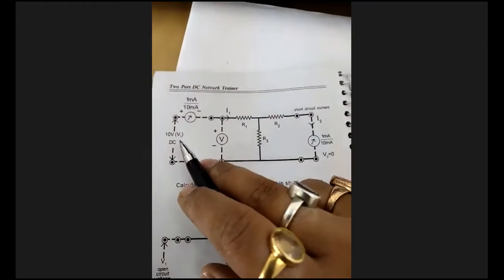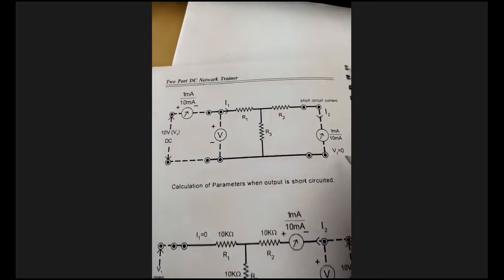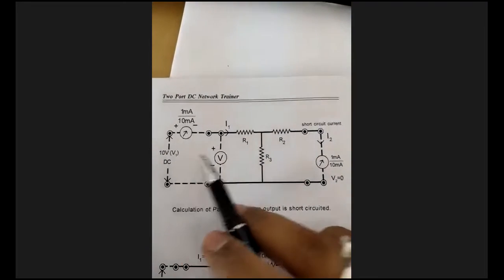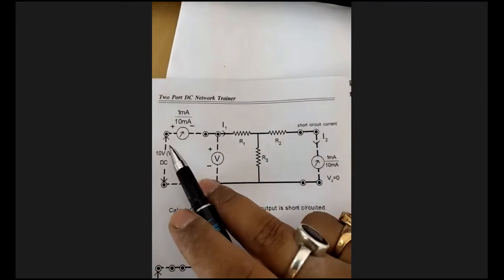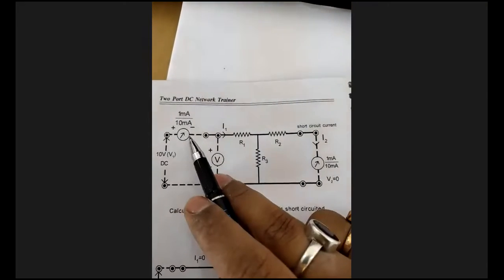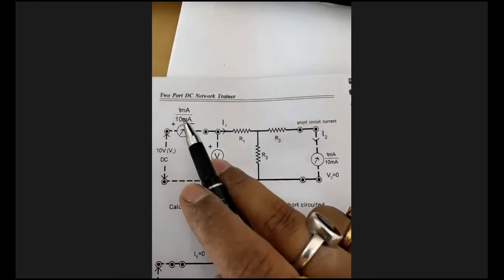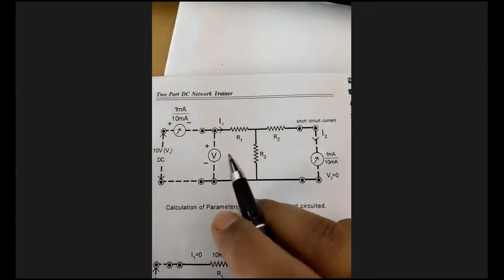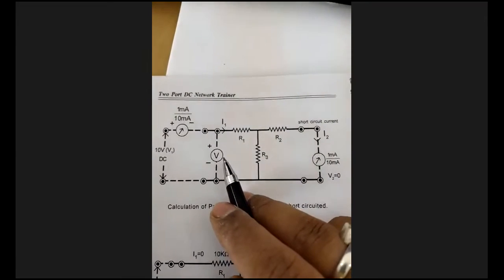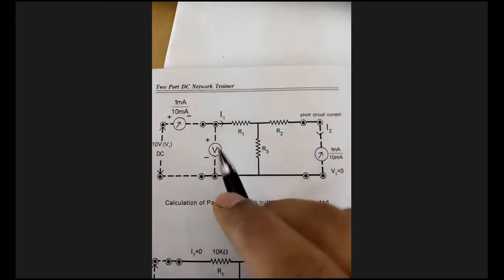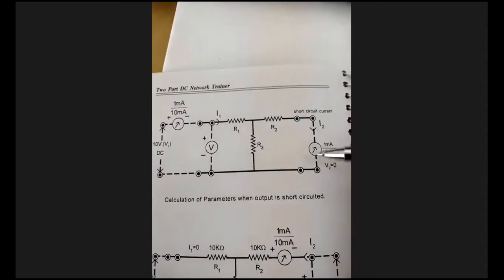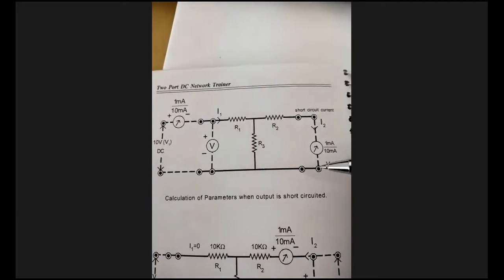In the input side, when we want to make V2 equal to 0, then we give supply to the input. Okay, and in between, we add an ammeter in series. So this ammeter shows the reading of I1, and parallelly we connect a voltmeter so that we find out the input voltage V1, and in the output we just short the terminal through an ammeter.